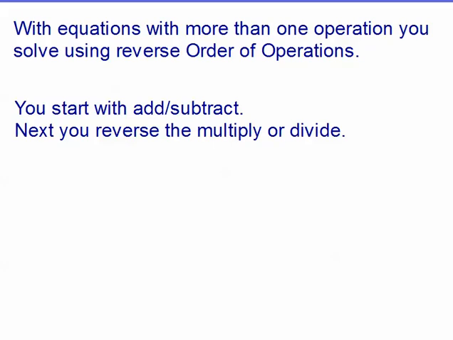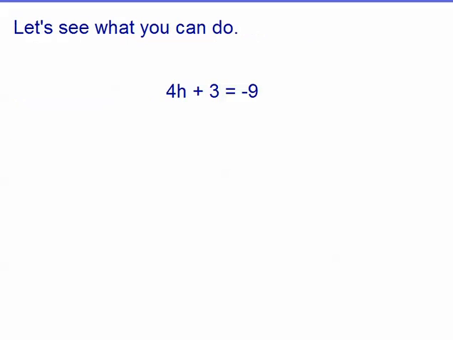says with equations with more than one operation, you can solve using reverse order of operations. So we're going to start on the last thing that we did with order of operations, which is add, subtract, and we're going to try to get rid of that. Then we're going to move up the line and try to get rid of multiply and divide. Okay? So let's go back and look at this equation.